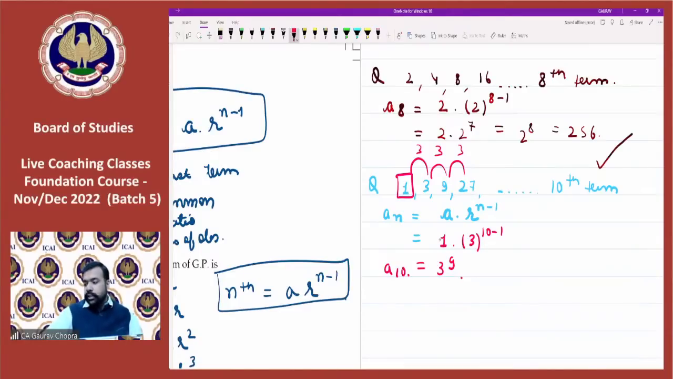Ramandeep says yes, it is similar to AP. Yes, almost similar, but here we have to multiply by the common ratio, and there we were adding the common difference to make the series. Otherwise, it is very much easy. Most of you have given the answer 19,683. That is for 3 to the power of 9.